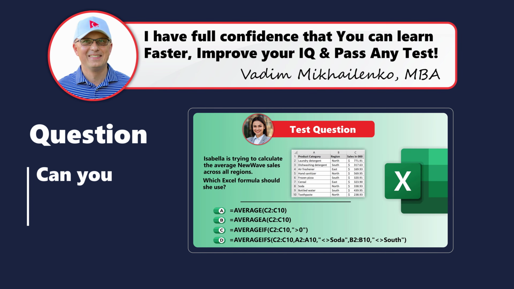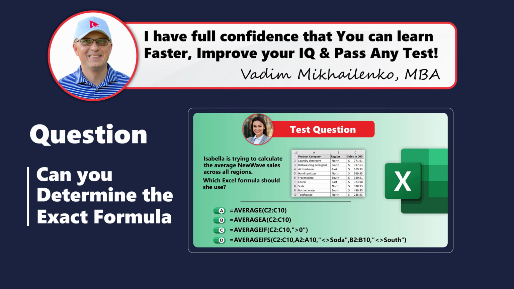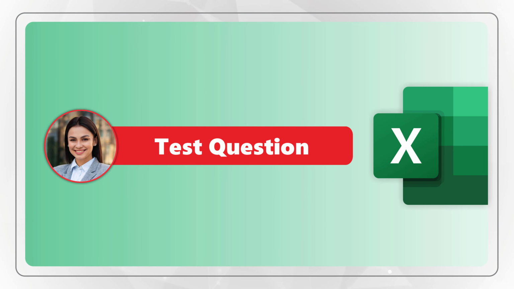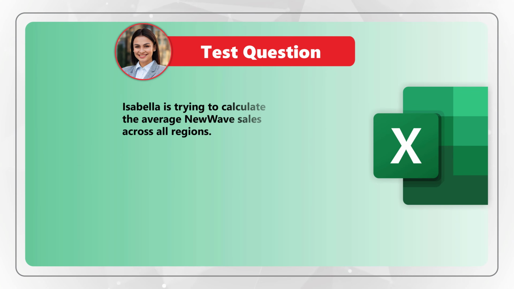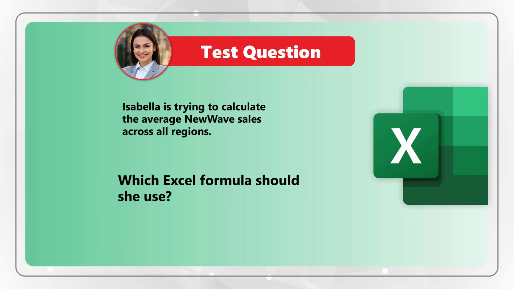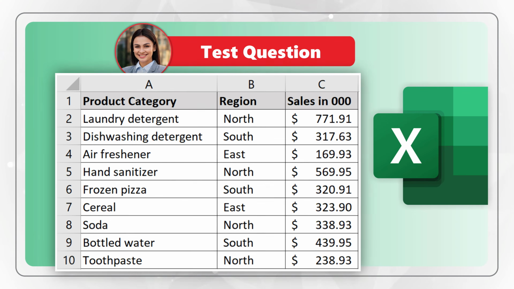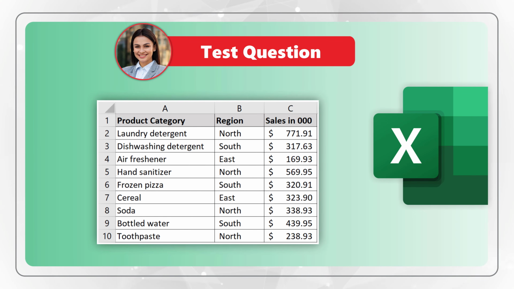Here's an interesting question to test how well you know the AVERAGE formula as well as its variations. Isabella is trying to calculate the average New Wave sales across all the regions. Which formula should she select? You're presented with the data set as well as 4 different choices.